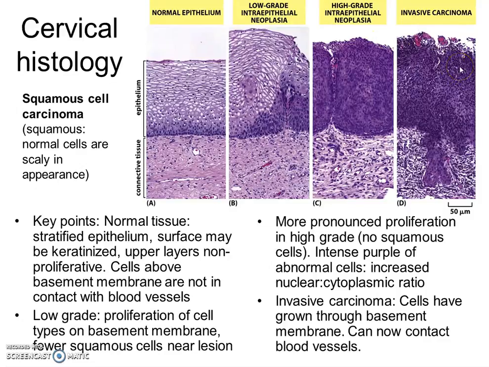In fully fledged cancer, so invasive cancer, a squamous cell carcinoma, you can see you've got invasive cells that have invaded through the basement membrane and can access the blood supply. So this is, by definition, invasive cancer. This is a CIN grade 3.